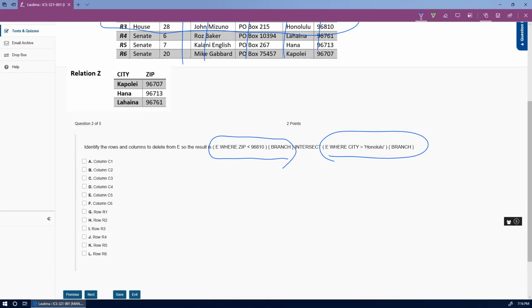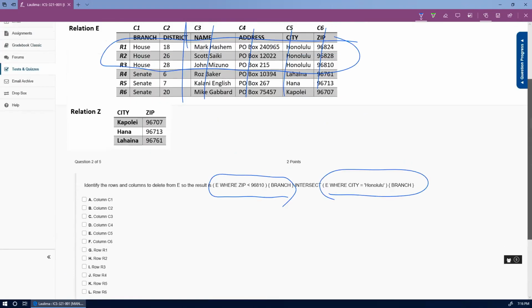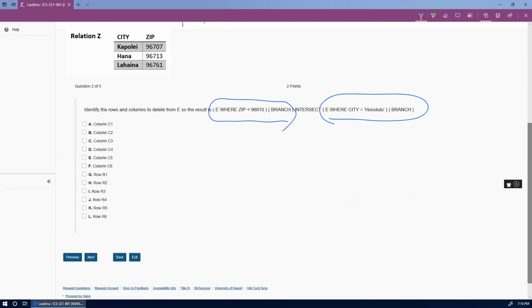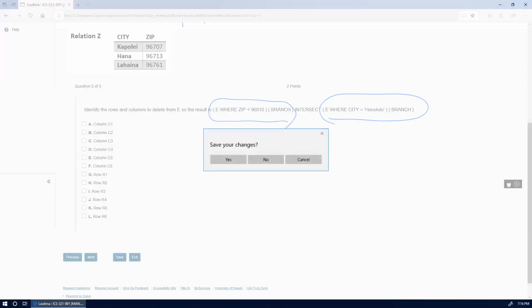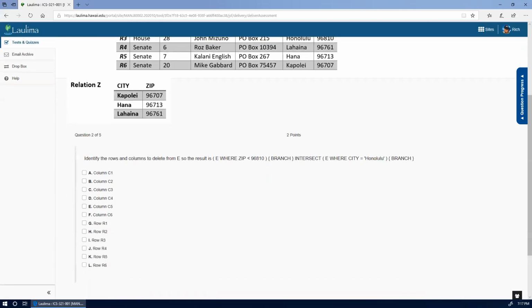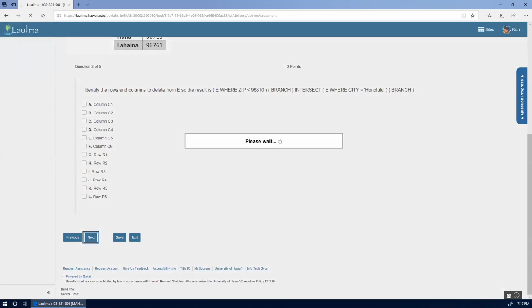You're going to cross out where city is not equal to Honolulu, and cross out where zip code is greater than or equal to 96810, and you end up, okay, so anyway, that doesn't look like a very big set. So you can figure that one out. And now let's see what's next. Question 3.